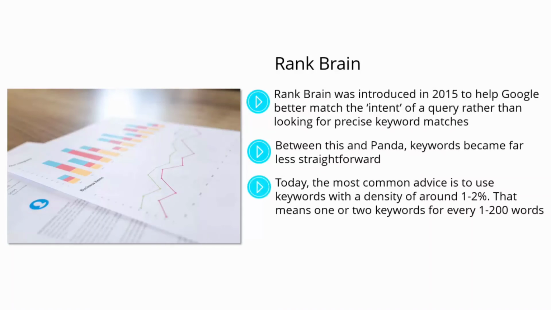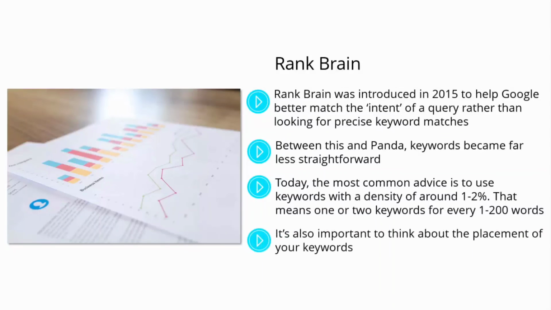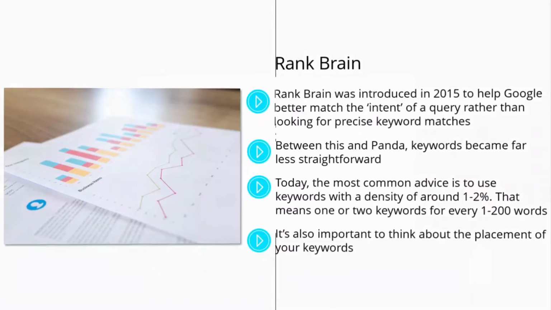Today, the most common advice is to use keywords with a density of around 1 to 2%. That means 1 or 2 keywords for every 100 words. I personally recommend going even less. Meanwhile, the use of synonyms and related language is what's known as latent semantic indexing. It's also important to think about the placement of your keywords. A keyword used in the first few sentences, in the header, in the footer, etc., all carry more weight than a typical keyword used anywhere else in the copy.